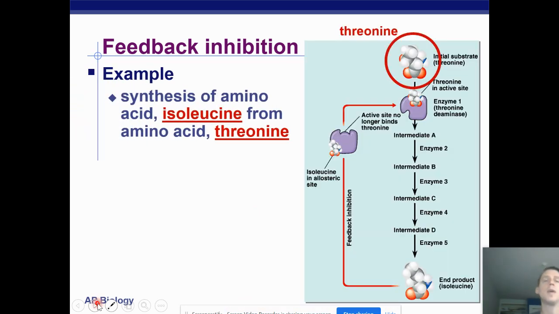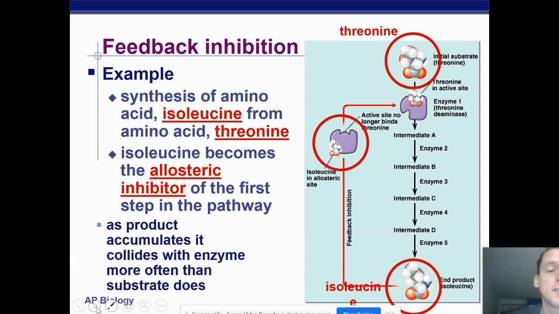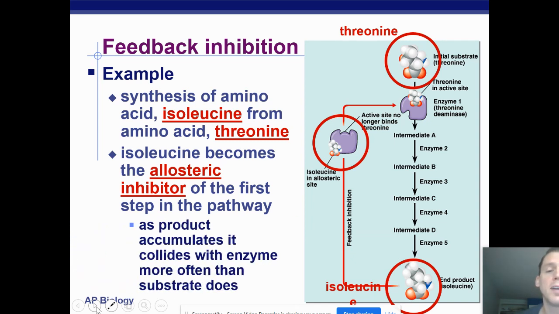Here, we have an example of feedback inhibition. We have synthesis of the amino acid isoleucine from the amino acid threonine. So this is a metabolic pathway. We're taking one amino acid, we're turning it into another one. That's happening here. And that isoleucine turns off its own pathway, right? Preventing too much from being made. So isoleucine becomes the allosteric inhibitor of the first enzyme in the pathway. As the product accumulates, it collides with the enzyme more often than the substrate does, and that turns it off.